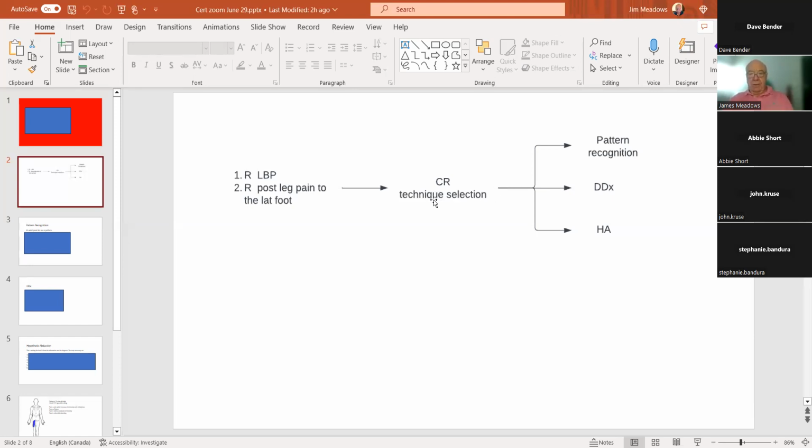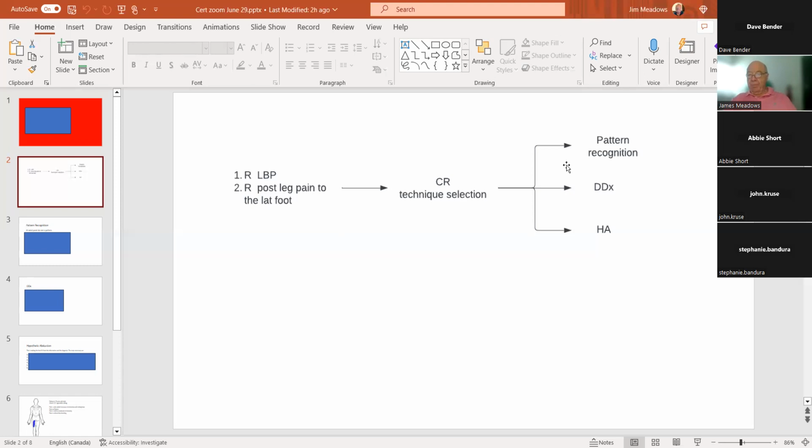So let's have a look and get an idea of how this might work with right low back pain, right posterior leg pain to the lateral foot. You've got to select a clinical reasoning technique, and we're going to do it formally now. You may not do it formally in the clinic, but you do it anyway, even if it's informal. The question is, given that information, this is what the patient's told you, and you've got to come up with an answer immediately, because that's the way your brain works.